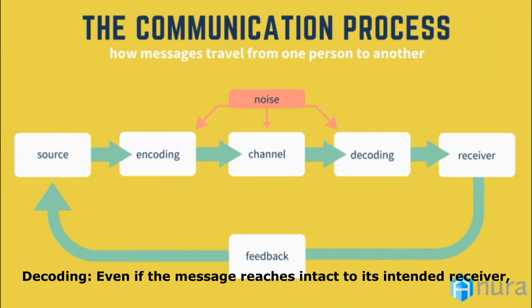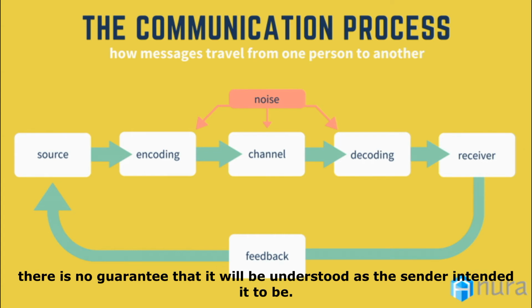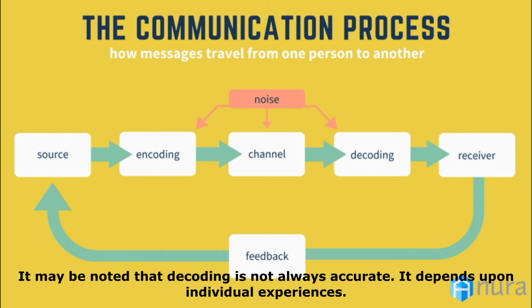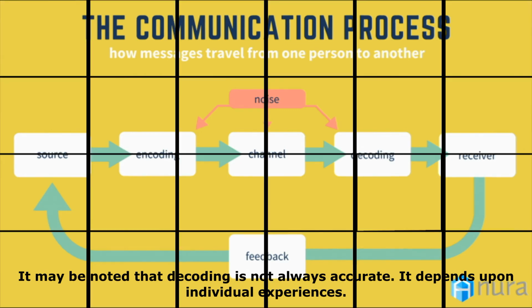Number 6. Decoding. Even if the message reaches intact to its intended receiver, there is no guarantee that it will be understood as the sender intended it to be. The receiver must still decode it, attaching meaning to the words or symbols. It may be noted that decoding is not always accurate. It depends upon individual experiences.